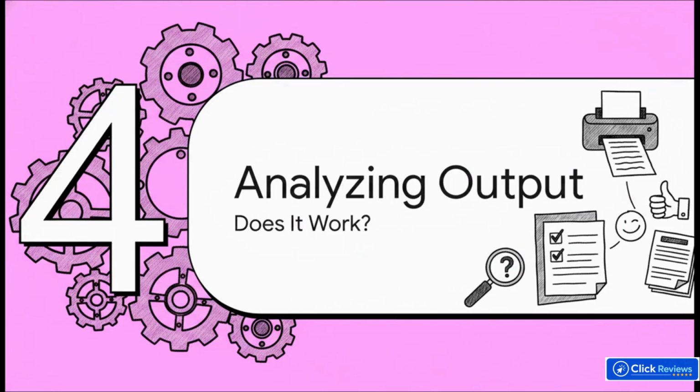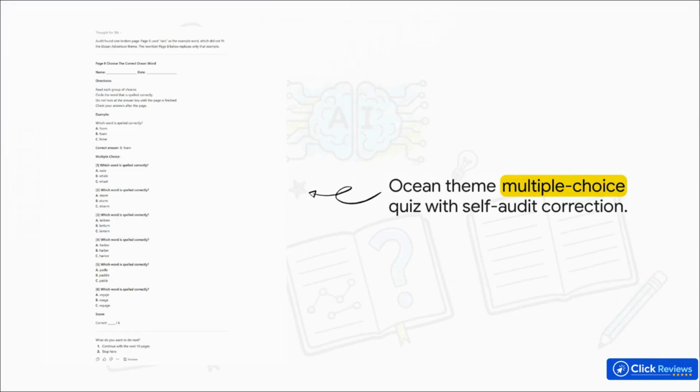Section 4, analyzing the final output. Theory is great and all, but let's look at the concrete visual evidence of what actually comes out the other side. Check out this real demo sample from an output called Captain Spellbeard's Ocean Word Hunt. Notice how the system's self-audit is actually working right at the top. It caught that on page 8, the word rain didn't really fit the ocean adventure theme, so it automatically rewrote that page. Below that, you've got a concrete formatted multiple choice layout that is laser-focused on the theme.